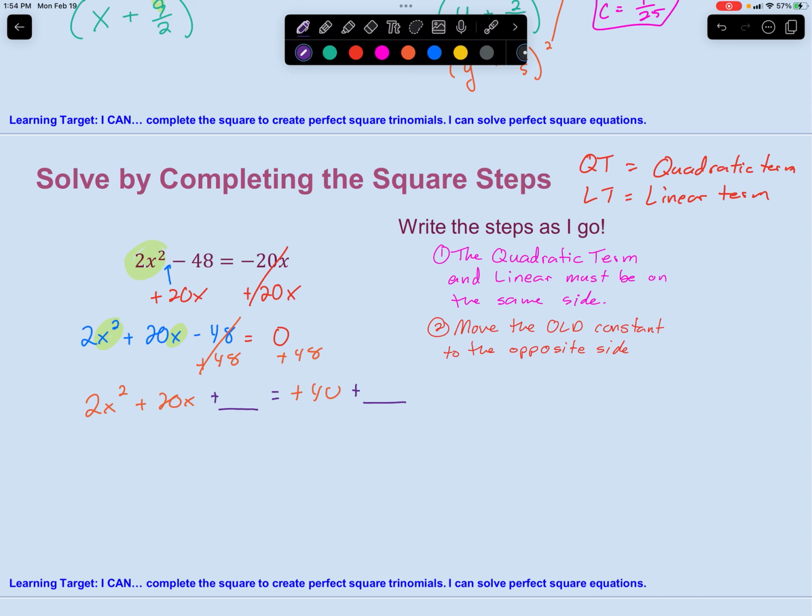So that was my step 3. Include blanks on both sides for the new constant.